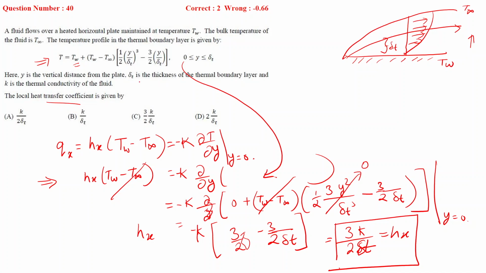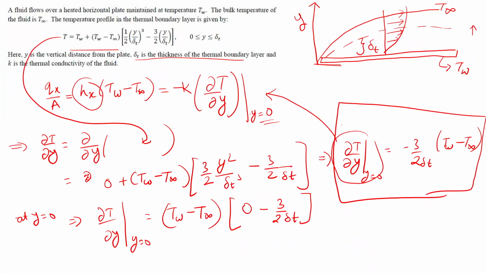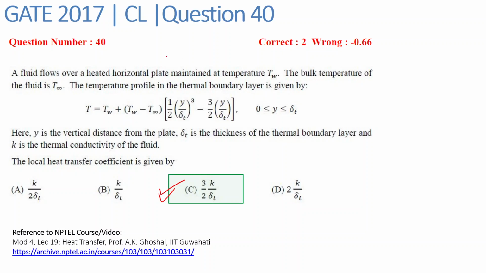So this is equal to Hx, that is my local heat transfer coefficient. Yes, so from the given options we can see that this option matches our calculation, so we can select option C as the correct option. So from the given options we will select this option C as the correct answer. If you have any doubts you can just ask.